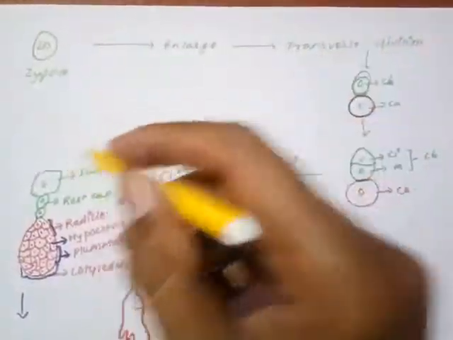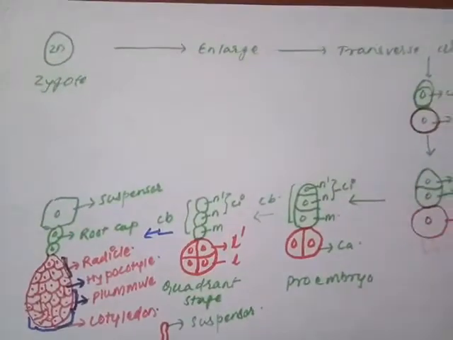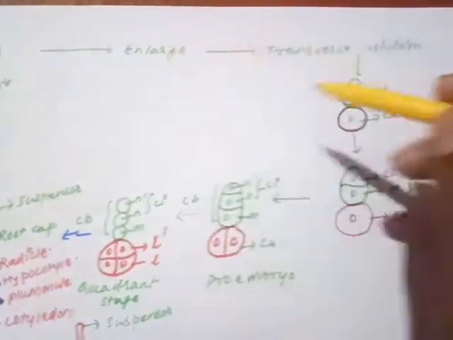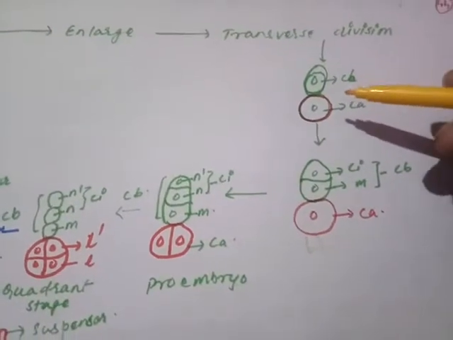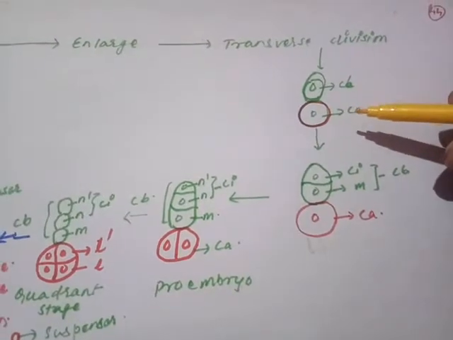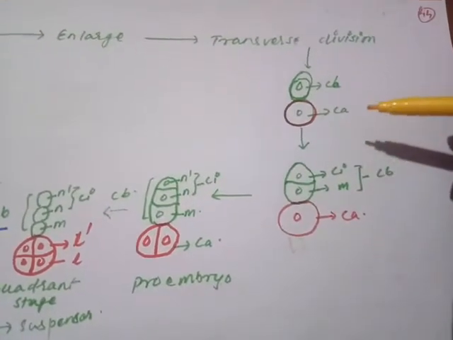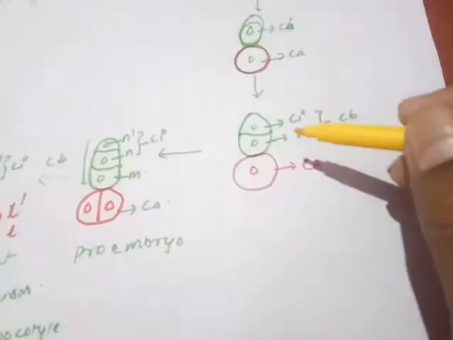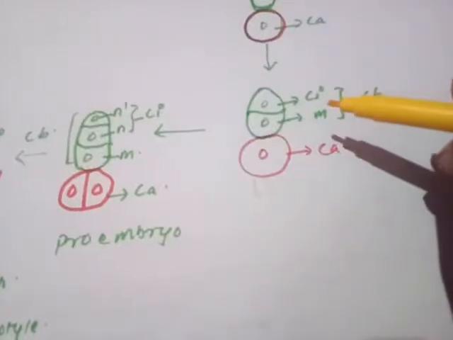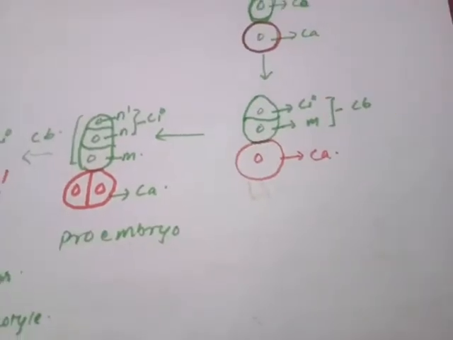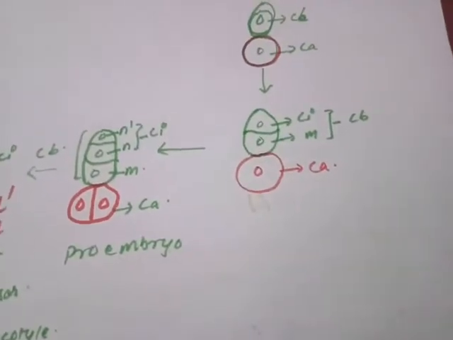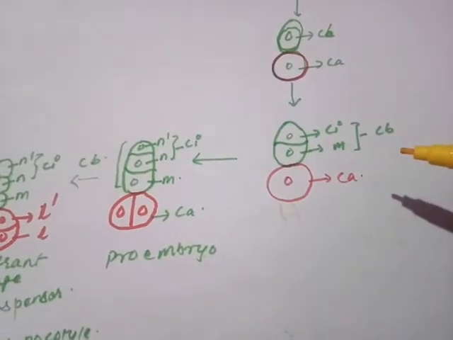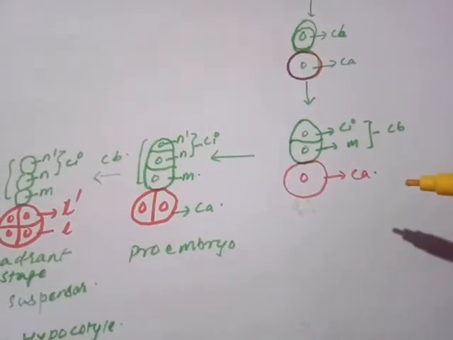Okay, if we observe the diagrams of the embryonic development in the monocot embryo, here the zygote simply enlarges in size, and the transverse division gives two cells, Cb and Ca. Ca is the apical cell toward the chalazal end and is smaller, Cb is the larger one. Now Cb is going to divide transversely into the two cells Ci and M. Actually I made the diagram with the help of color so that you can understand. The green color is for the Cb and red color is for the Ca cell.